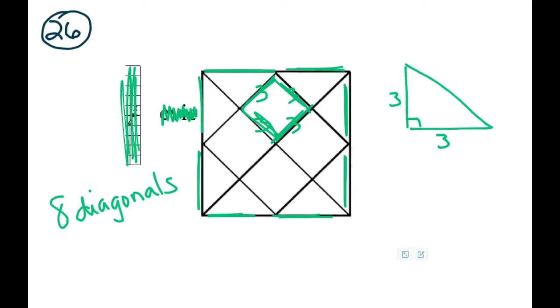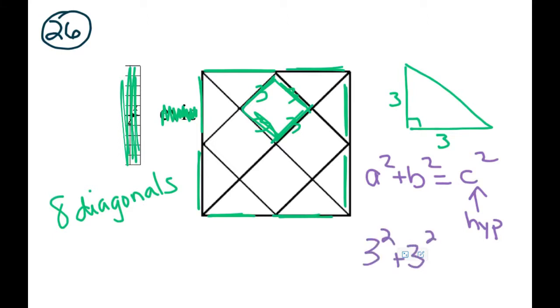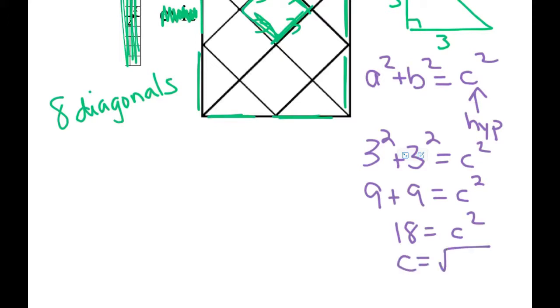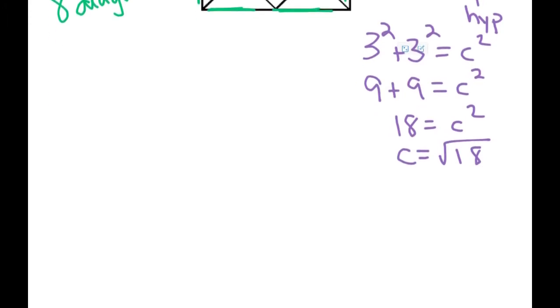Well, if it's a right triangle, we have this fun thing called the Pythagorean theorem. You know, a squared plus b squared equals c squared. I don't like that formula because I think sometimes students forget that c is the hypotenuse, but this is the hypotenuse of the triangle. So 3 squared plus 3 squared is equal to c squared. That's 9 plus 9. 18 is equal to c squared, so c must be the square root of 18. But here's the problem. I have to simplify that radical. How do you simplify it?